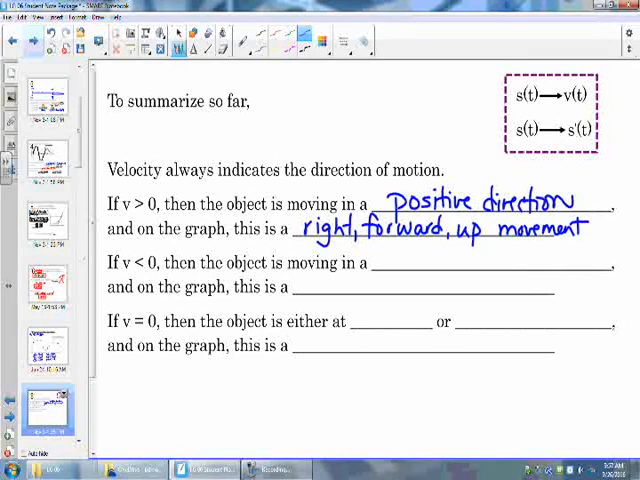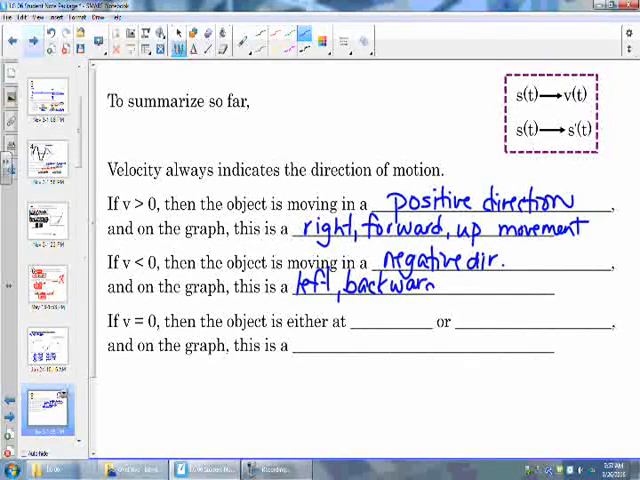Okay. Then obviously if the velocity is less than 0, then the object must be moving in a negative direction. Okay, and on the graph, this would then obviously be the opposite. So it would be left, it would be backward, it would be down, etc. Okay.